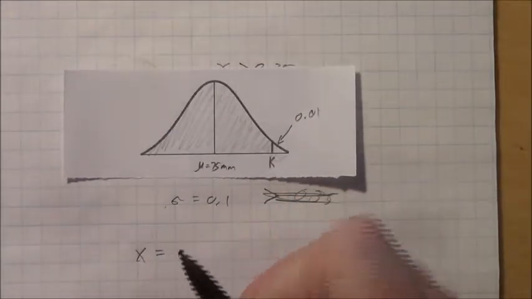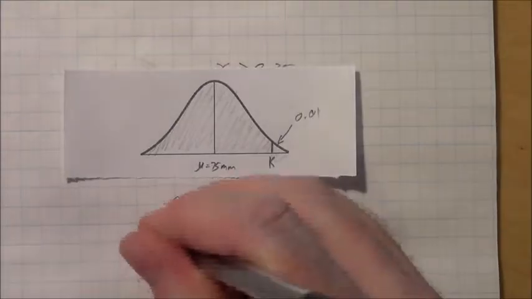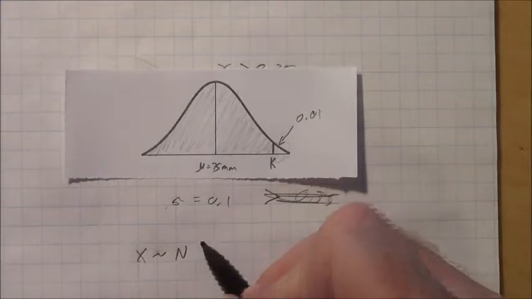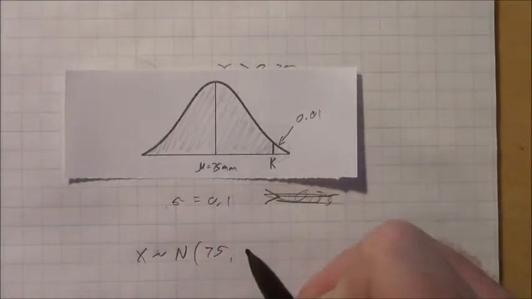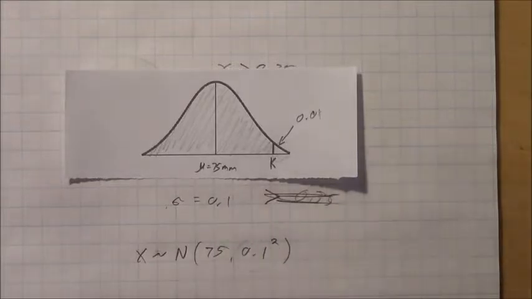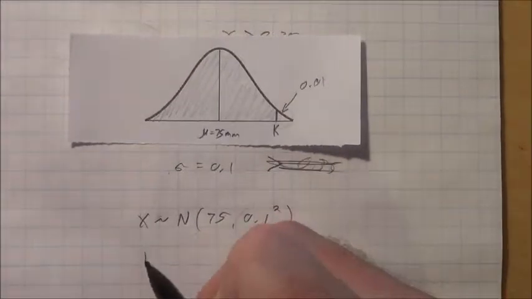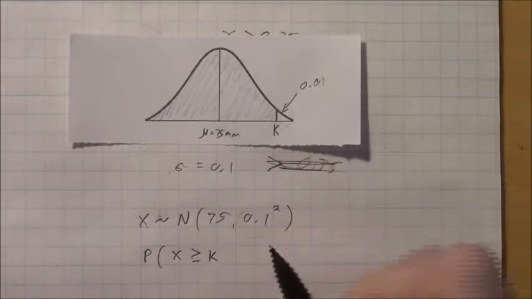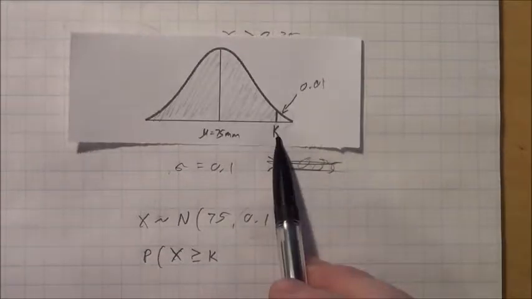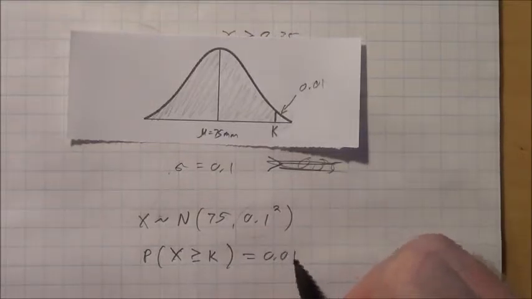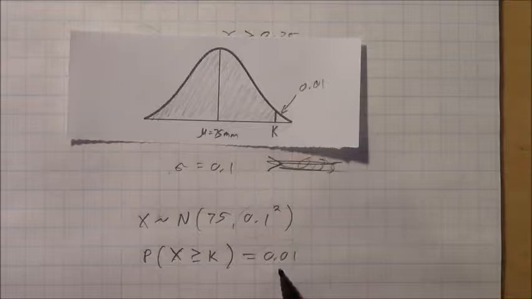x is normally distributed with a mean of 75 and, well, this is variance, with a standard deviation of 0.1. Okay, so what we need to do is find the probability that x is greater than or equal to k. So this k value that we're looking for, we need to know. And that has to equal 0.01. This is the area we're looking for, the probability we're looking for.